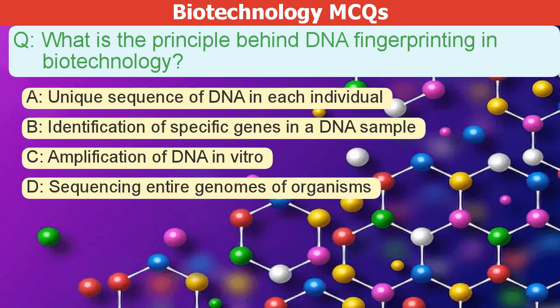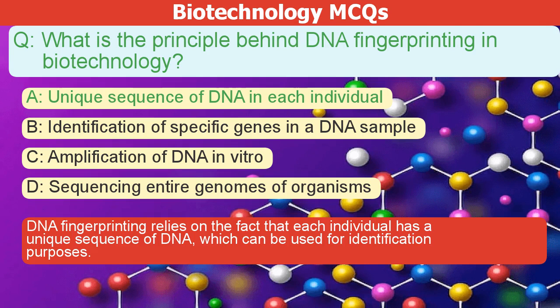What is the principle behind DNA fingerprinting in biotechnology? A. Unique sequence of DNA in each individual. B. Identification of specific genes in a DNA sample. C. Amplification of DNA in vitro. D. Sequencing entire genomes of organisms. The correct answer is A.